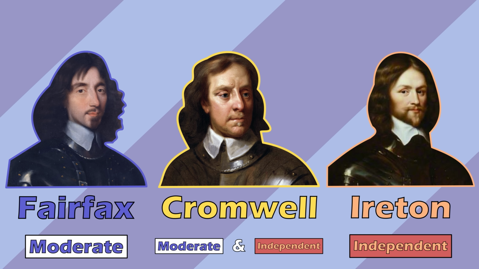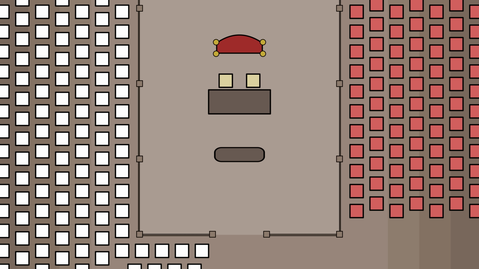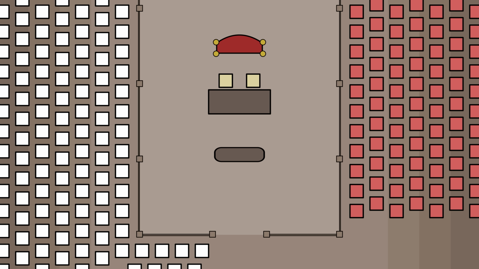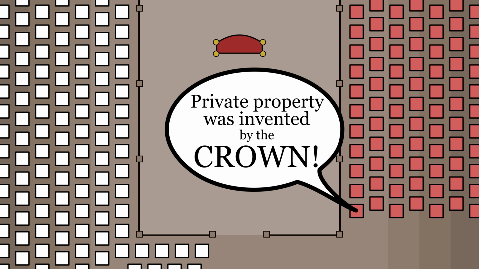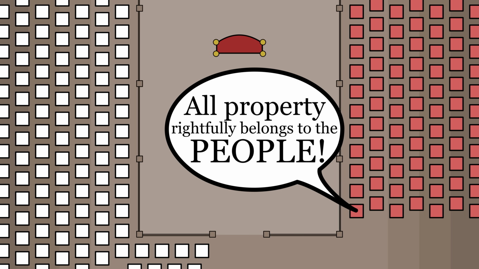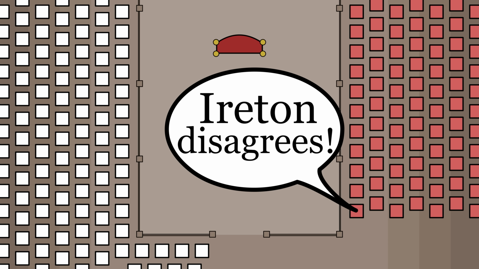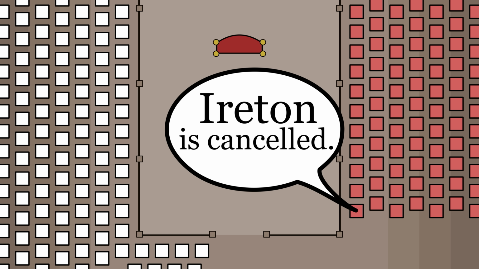But nothing's that simple. Despite being broadly aligned on policy, the independents in the Commons kept on denouncing Ireton for various philosophical disagreements. For example, the most radical of the radicals argued that private property was an invention of the crown, and so if the crown went away, private property should return to the hands of the people. Ireton disagreed with this, which led to him perpetually being cancelled by his closest political allies.